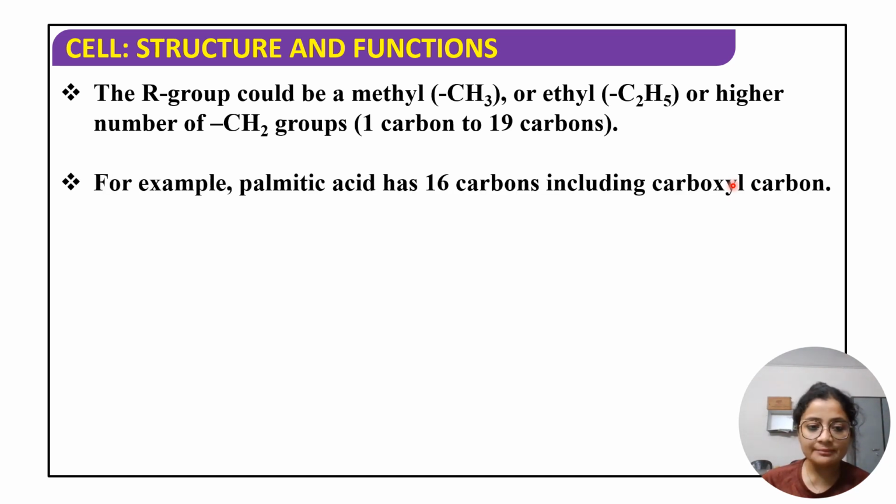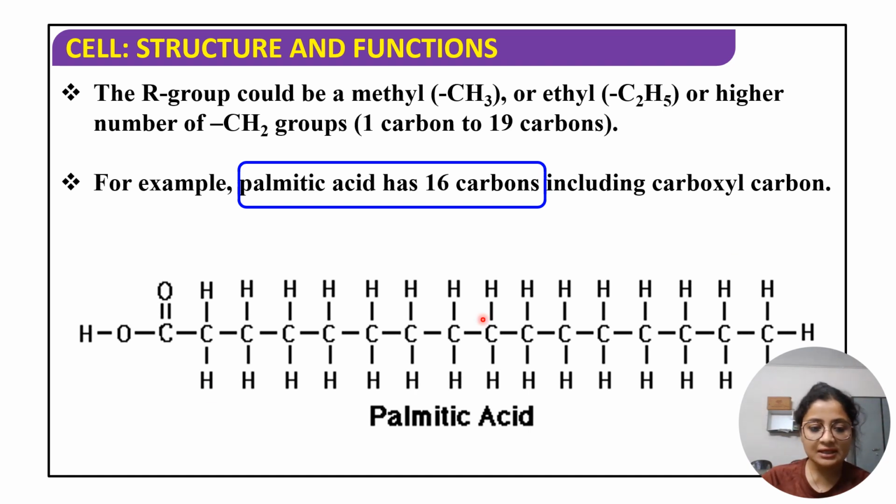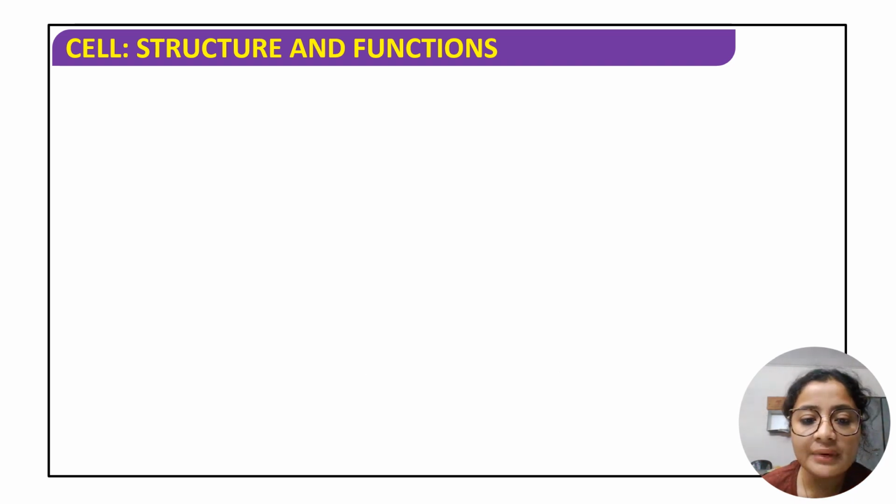Okay. For example, palmitic acid, it is having 16 carbons including carboxyl carbon. So अगर carboxyl carbon को भी हम जोड़ लेंगे तो total we will be having 16 carbons in palmitic acid. So it will be a 16 carbon fatty acid chain. Okay, so see, let's count, 16 carbon है कि नहीं? 1 2 3 4 5 6 7 8 9 10 11 12 13 14 15 16. Okay, so 16 carbon fatty acid का example अगर मांगेंगे तो हम बोल सकते हैं it is palmitic acid.